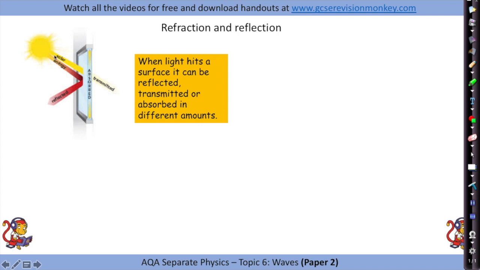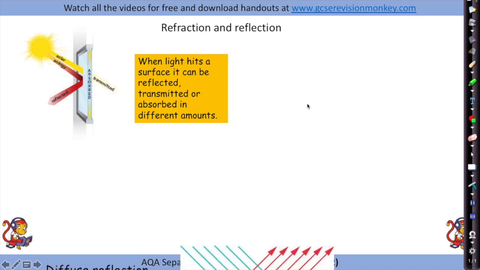So here we have some sunlight hitting a window. We can see that some of it is absorbed into warming the glass of the window. Some of it is transmitted through, and some of the energy is also reflected as well.